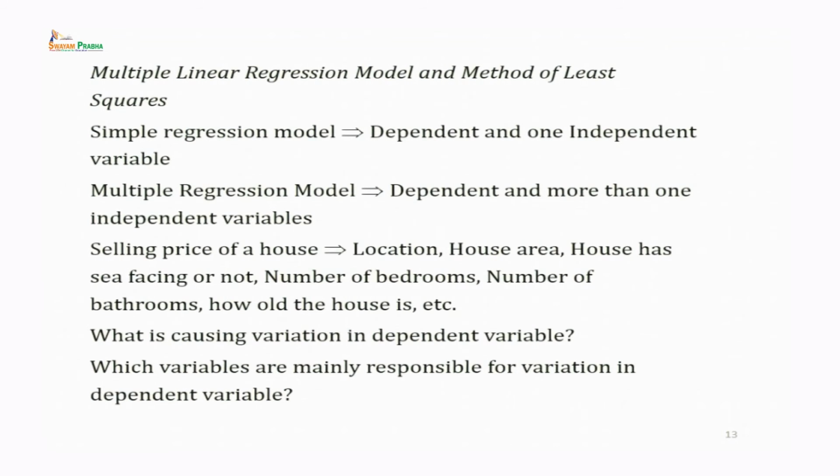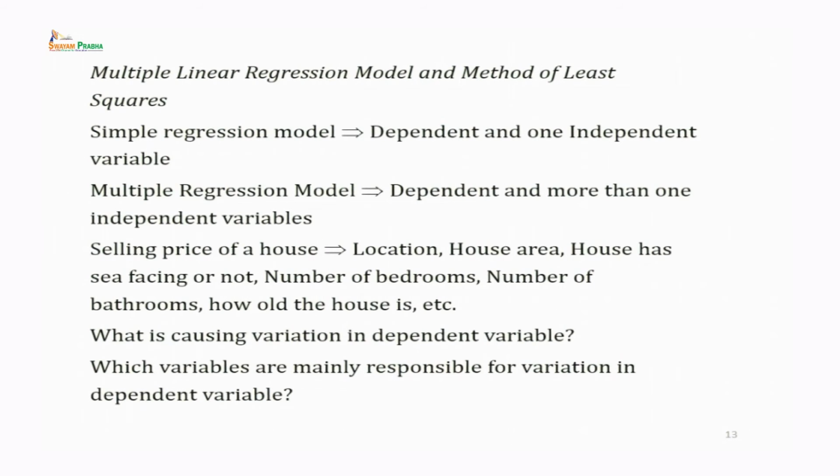Then multiple linear regression model and method of least squares. In simple linear regression, actually you have just two variables, one dependent and one independent variable. In multiple regression, you have more than one independent variable.